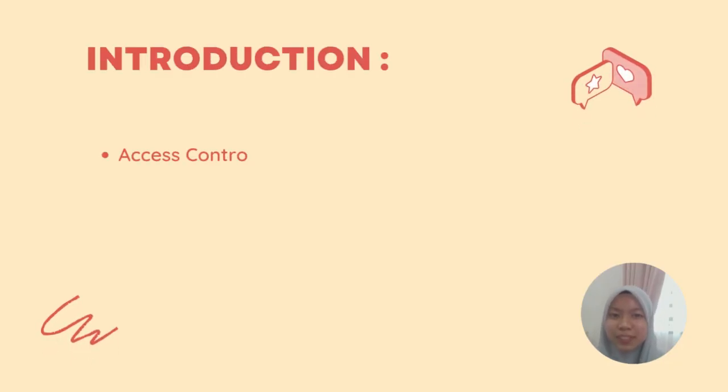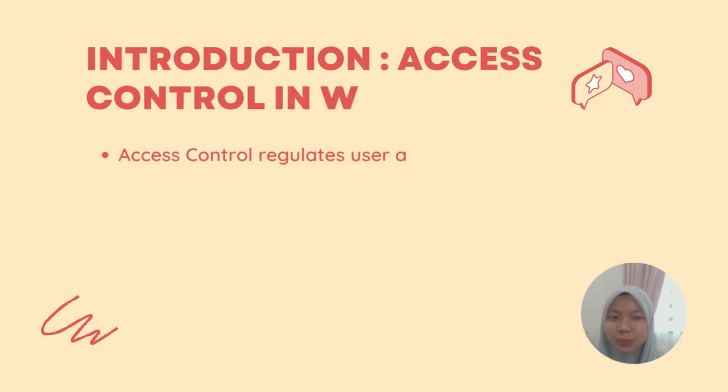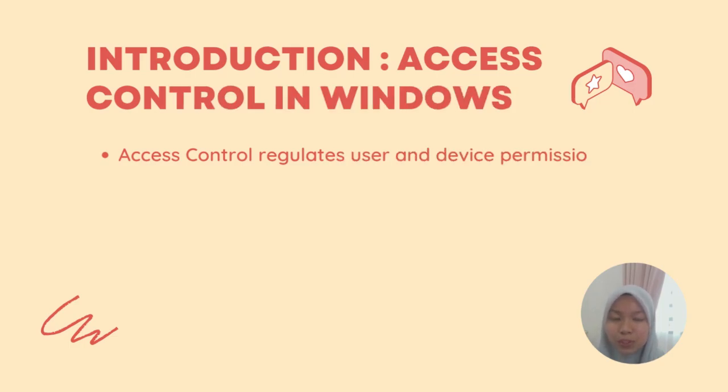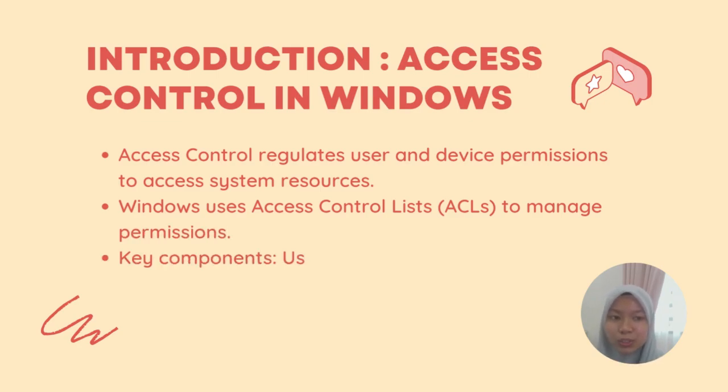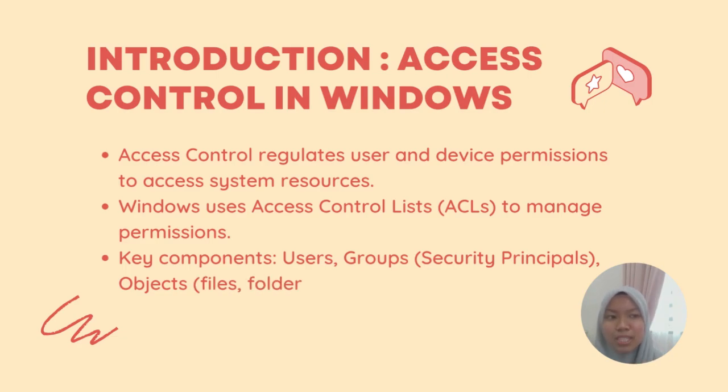Access control in Windows. Access control is a security feature in Windows that controls how users and devices access system resources. It works by using access control lists, or ACLs, which define specific permissions for each user or group, also known as security principal. These permissions apply to objects like files, folders, and devices. Each object has its own ACL that lists who can perform actions such as reading, writing, or executing.